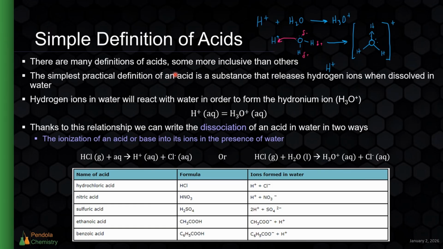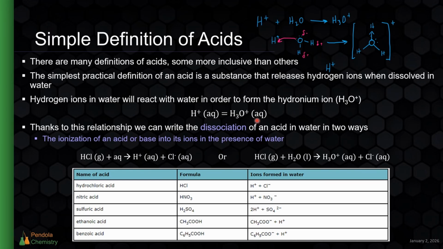Now, we do still need to make sure that we have a balance in a reaction that we draw. Whenever we write the dissociation of an acid, we can do so in 2 ways. So what is dissociation? Remember, dissociation when it comes to ionic compounds is the ionic compound separating into its individual ions in water. Dissociation when it comes to acids, because they're not ionic compounds, is the ionization, meaning they get turned into ions of an acid or a base into the ions in the presence of water.